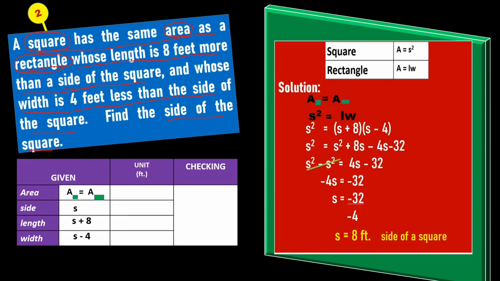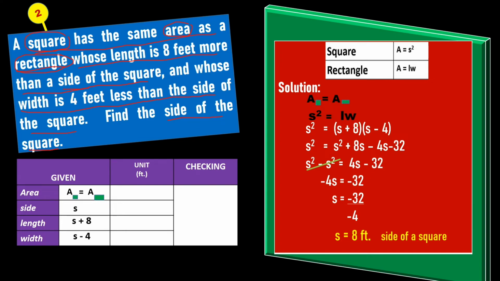So, let's multiply. S times S is S squared. Positive 8 times S is positive 8S. S times negative 4 is negative 4S. Positive 8 times negative 4 is equal to negative 32.